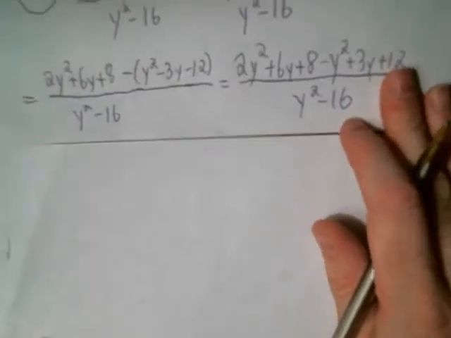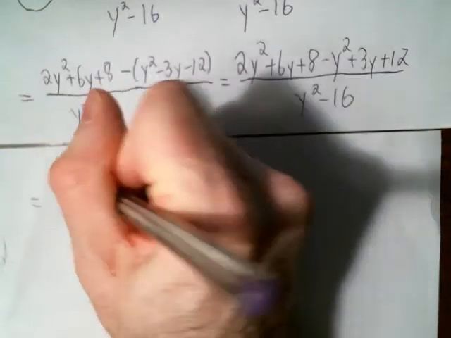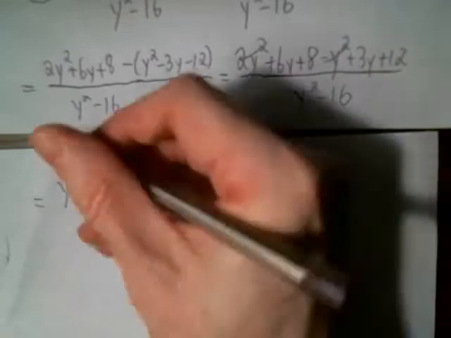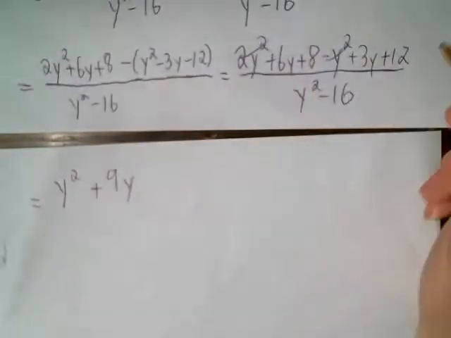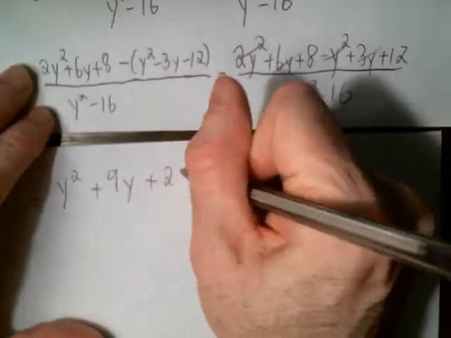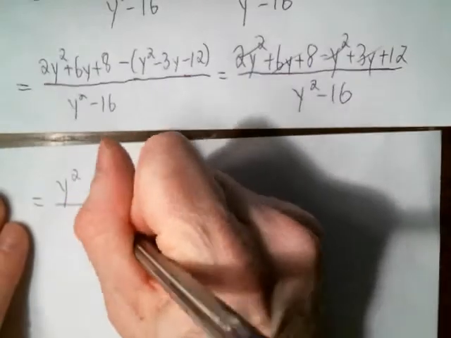I combine like terms now, so 2y squared minus 1y squared gives me 1y squared. Those guys are done. 6y plus 3y is going to give me 9y's. Those guys are done. 8 plus 12 is 20. And that's all over y squared minus 16.